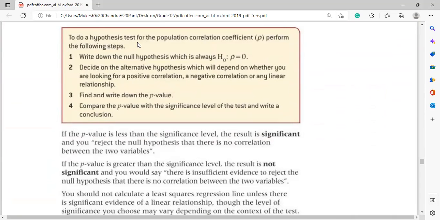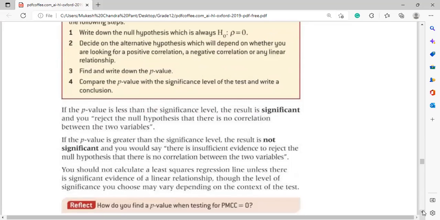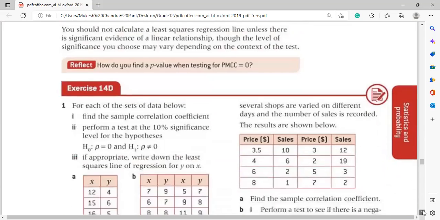These are the steps to do a hypothesis test for the population correlation coefficient. Write down the null hypothesis H0, rho equals 0. Decide on the alternative hypothesis, which depends on whether you are looking for a positive correlation, negative correlation, or any linear relationship. Find and write down the p-value. Compare the p-value with the significance level of the test and write the conclusion. Earlier we were doing the same things, comparing the p-value with the significance level. Here I will teach you how to find the p-value, because here you will have a number of data.